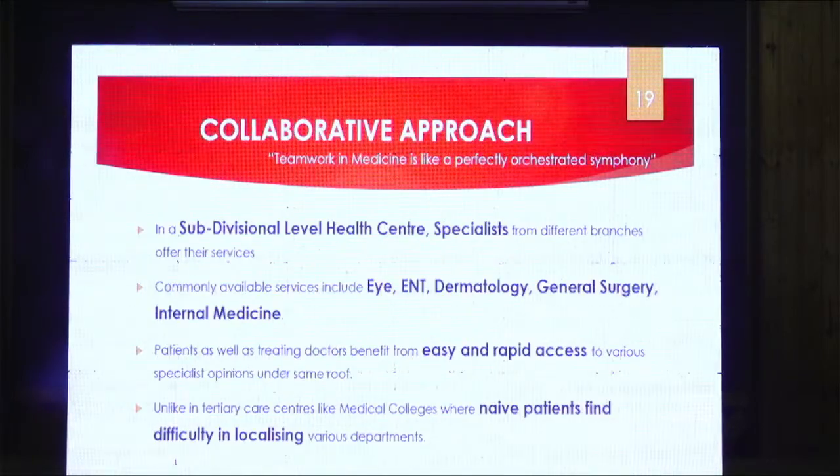So this is my last slide. The only good thing that I have seen in a primary healthcare center is that the specialists of different branches like eye, ENT, dermatology, etc. work under the same roof. So if we need another opinion with the patient, we can have that opinion very fast. So the patient need not move around looking for specialists in other departments.